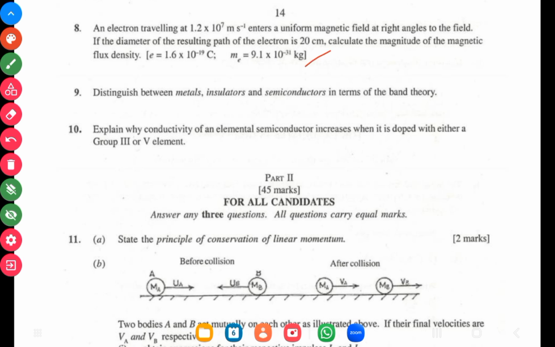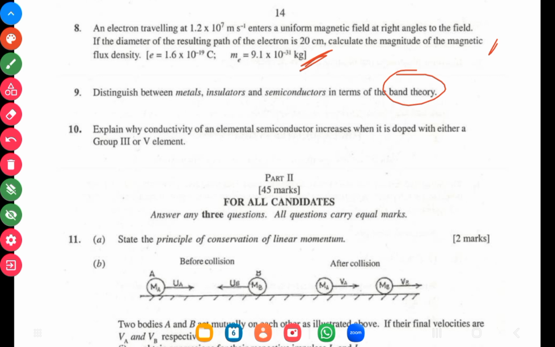If you've been following my channel as well, question 8 is a topic you would always expect in elective physics, atomic physics and then nuclear physics. Those are the last 2 topics in the textbook, and you should always expect them. Just master them and then you are good to go. Now question 9 is asking you to distinguish between metals, insulators and semiconductors in terms of band theory. So anything you say outside band theory will not be awarded marks.